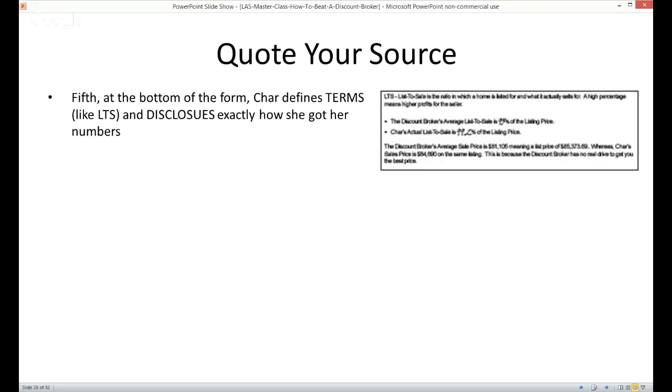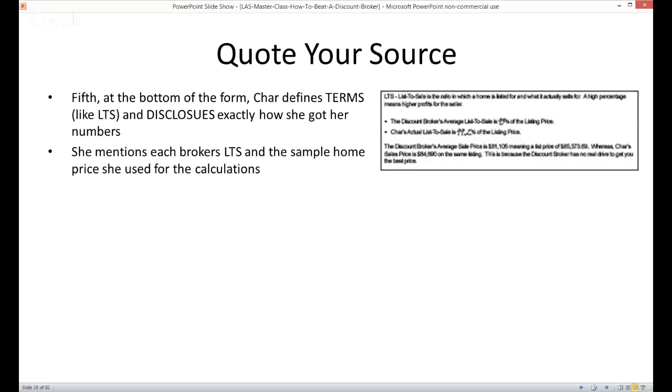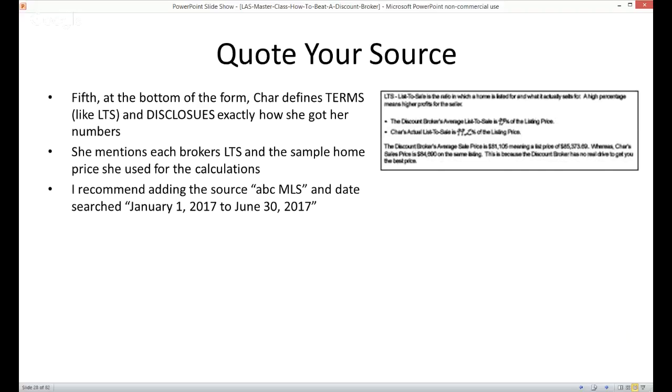What was the time frame? Did she do it her whole market? Did she just do it in one neighborhood that they specialize in, and that's where this property is? What was the parameters used? Just list it out. I also recommend you write in that MLS, by the way. She mentions each broker's LTS and sample home price she used for the calculation, and there we go. I recommend you use that MLS, especially if you have multiple MLSs in your market, so that they know what's going on. And then you spell out the time frame that you used. What dates?